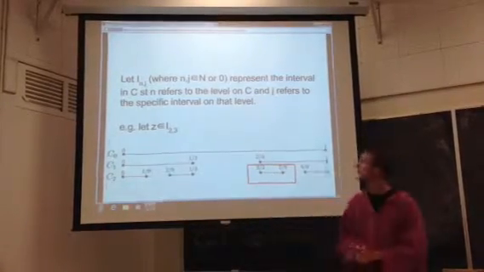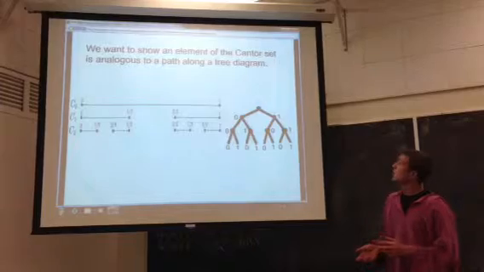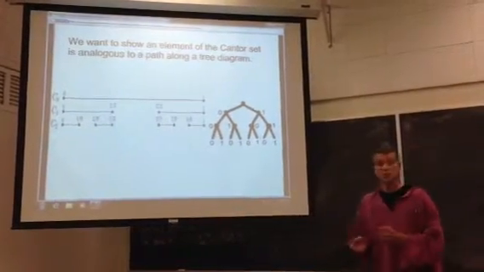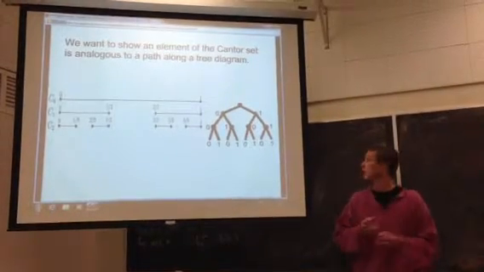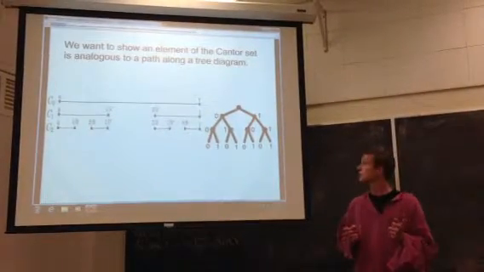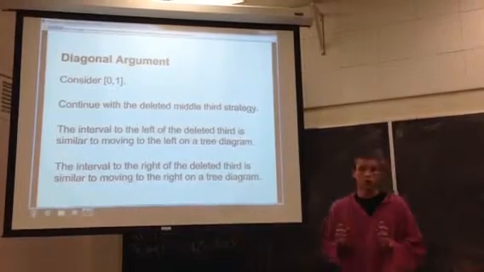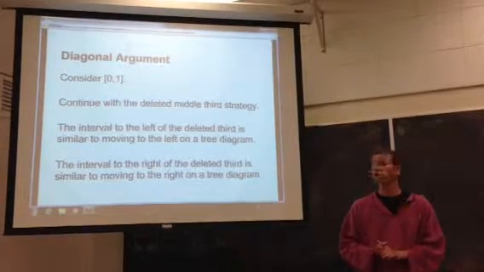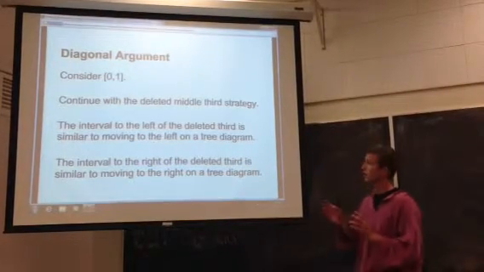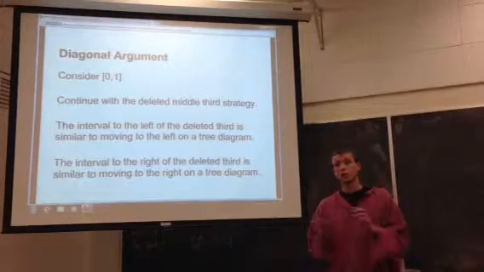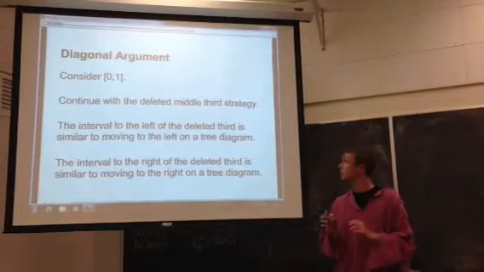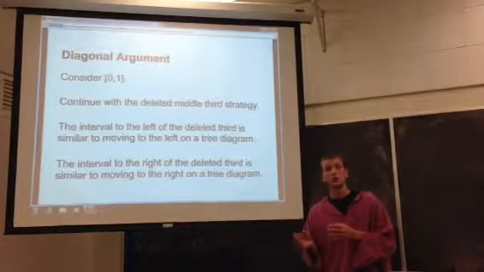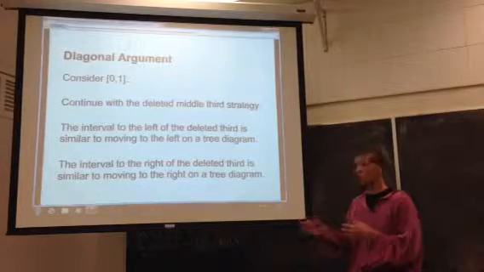Next slide. So we want to show an element of the Cantor set is analogous to a path along a tree diagram, because that's going to help us with our proof later on. We do this by considering the closed interval [0, 1] and continuing with the deleted middle third method that we've been doing. The interval to the left of the deleted third represents a movement left on a tree diagram, and the interval to the right of the deleted middle third represents movement to the right on a tree diagram.